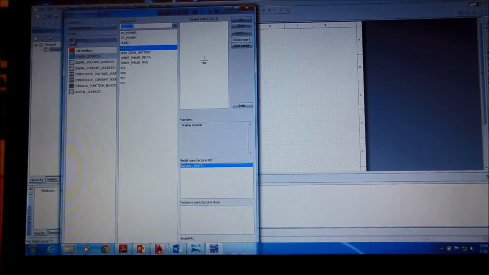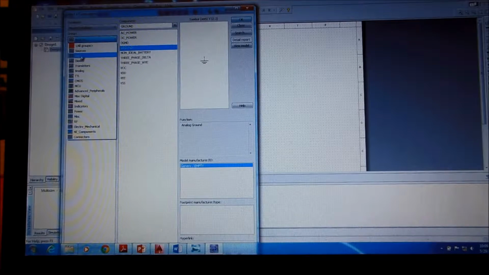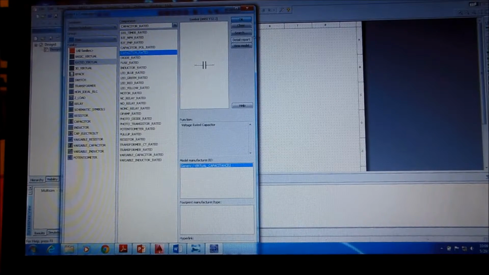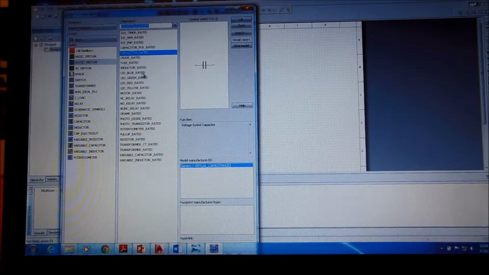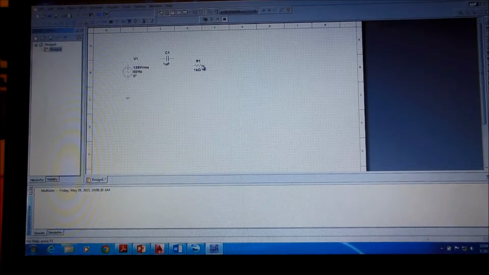Now we want to go to our basics, and we're going to be in virtual rated, so we want a capacitor. There's a capacitor. We'll need one of those. And now we're going to need a resistor, and we're going to put that down. And that's all we're going to use. We're going to rotate this one and move it a bit. And now we're going to put all our wires in here.